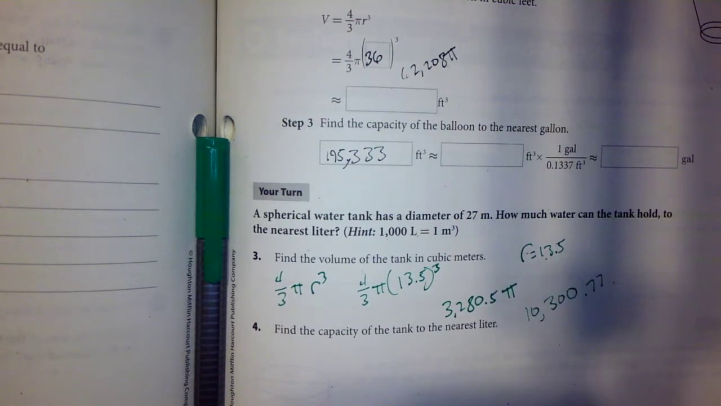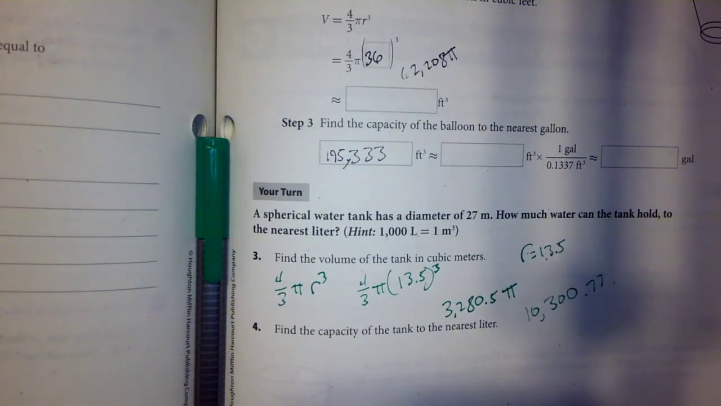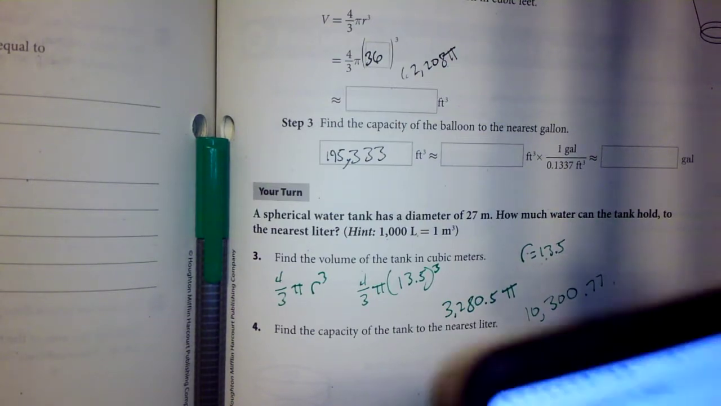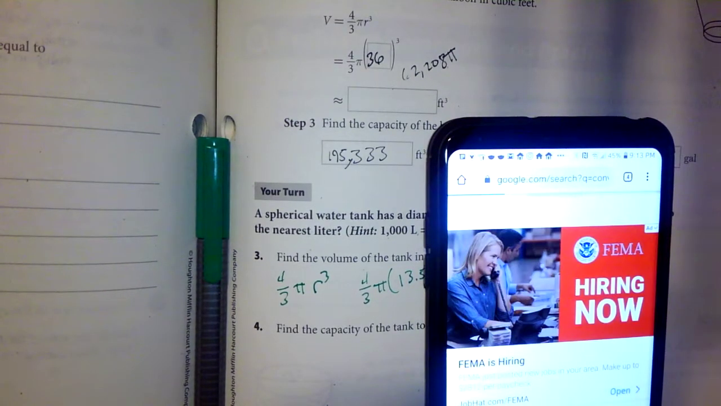So this should be a lesson. If you ever come to a problem that seems just off, use the internet. You're at home right now. Convert, we want cubic meters to liters. So literally, I typed in convert cubic meters to liters. I'm going to hit that.